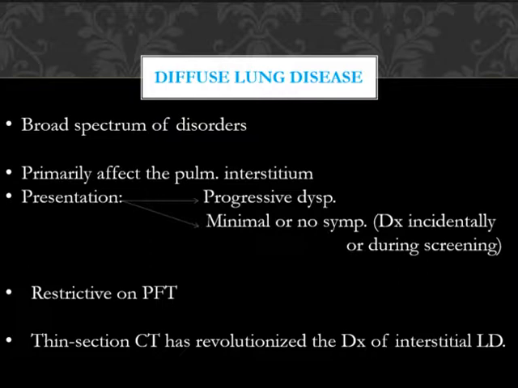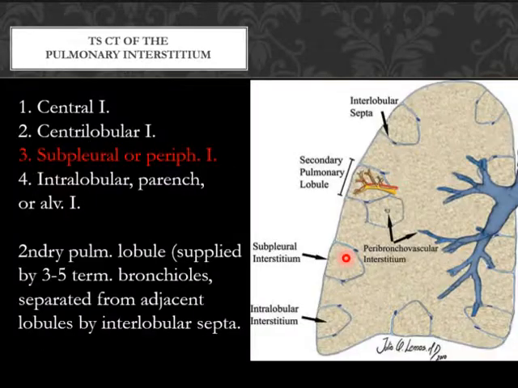Their diagnosis by chest X-ray is difficult, especially in the early stage, but with the advent of thin section CT, now they are diagnosed in their early stage, and CT has revolutionized the diagnosis of the interstitial lung diseases. Thin section CT demonstrates the normal anatomy very well.